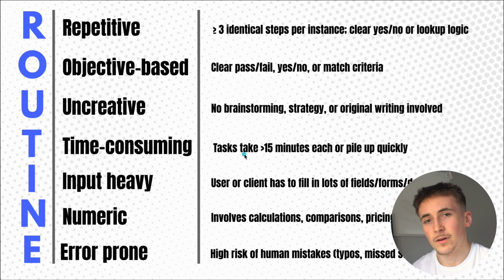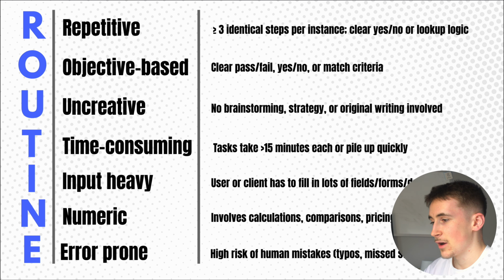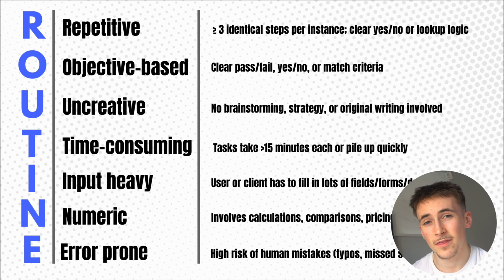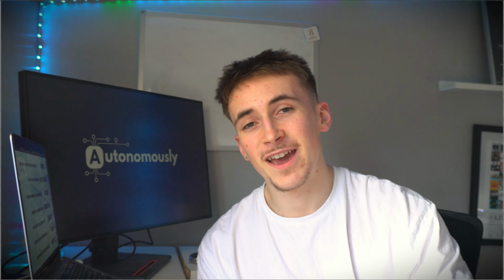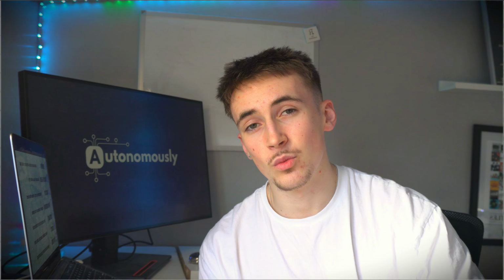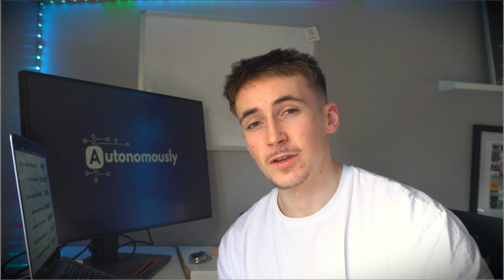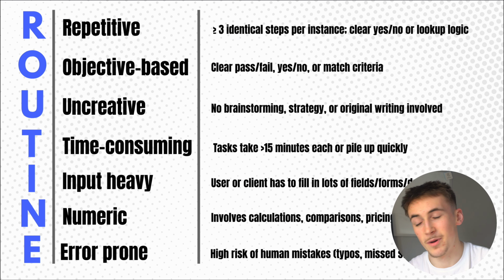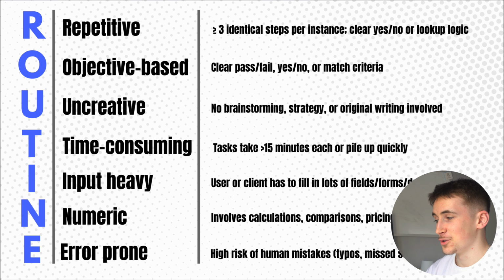And then numeric, I feel like this one's pretty self-explanatory. If there's anything that involves calculations, comparisons, pricing, reports, anything like that, I hate to break it to you guys, but an AI will probably be able to do that much, much quicker as long as it has all of the knowledge on what it's actually doing. And it might take a little bit of training to get it right, but once it knows what it's doing, especially if it's doing similar calculations or comparisons every time, it's going to be able to do that quicker than pretty much any human. So numeric, also a very good place.